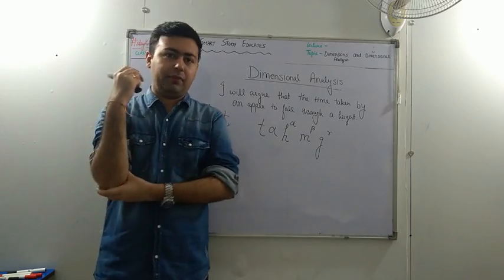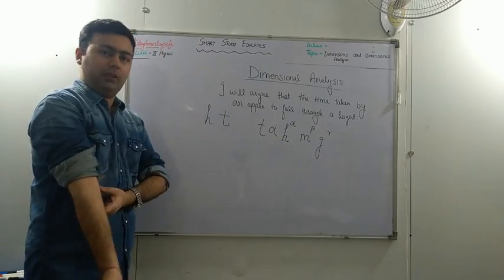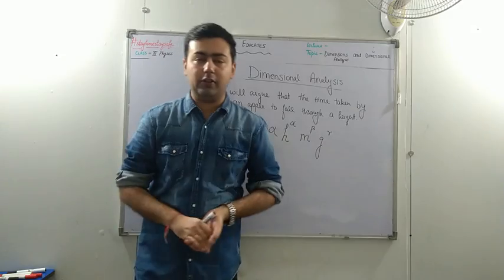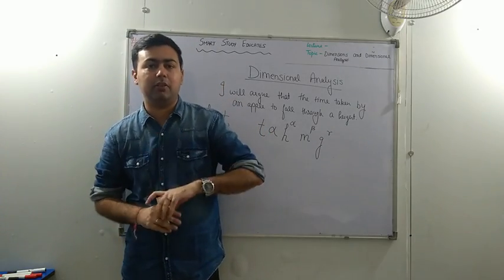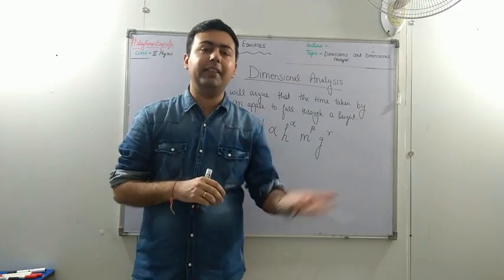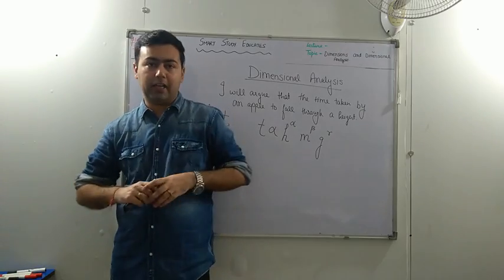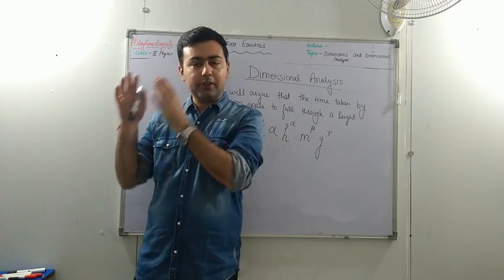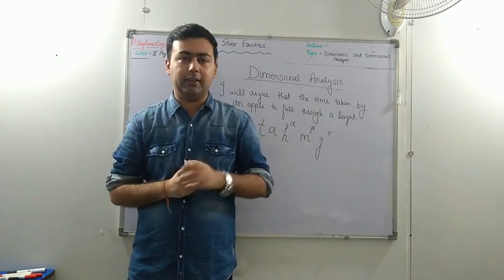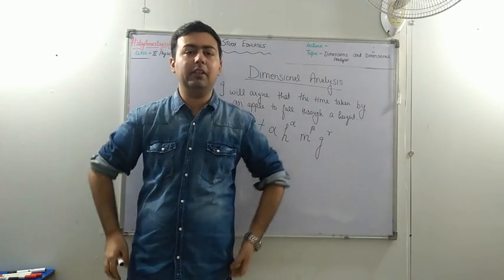Now let's start. One thing is pretty much sure. On the left side of the equation or proportionality, I am having time. That must mean on the right side also I should have time, because we can equate only the same units. That is one basic principle in physics.